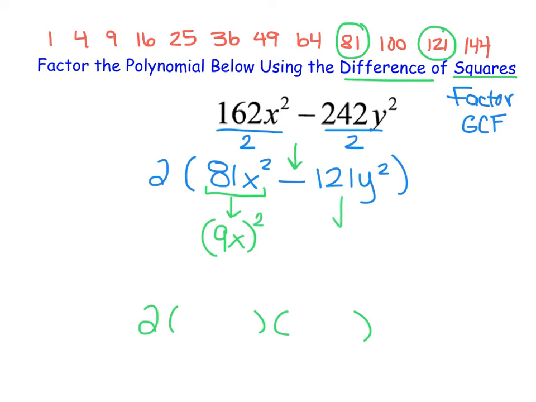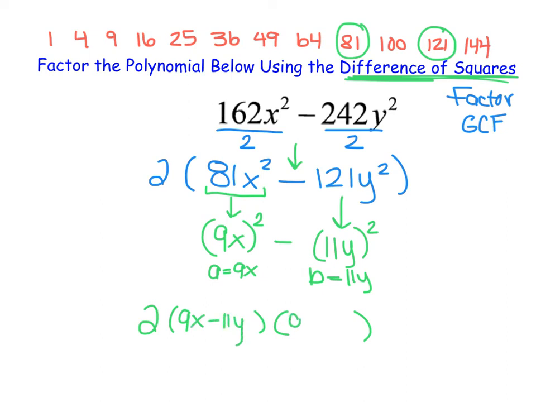Then we have 121, and we square root that, which is 11, and if I square root y squared, I get y. So what I really have here is (9x) squared minus (11y) squared. My a value here is equal to 9x, and my b value is equal to 11y. I've proved that I have a case of the difference of squares. So if I substitute in those values, I get 9x minus 11y and 9x plus 11y.